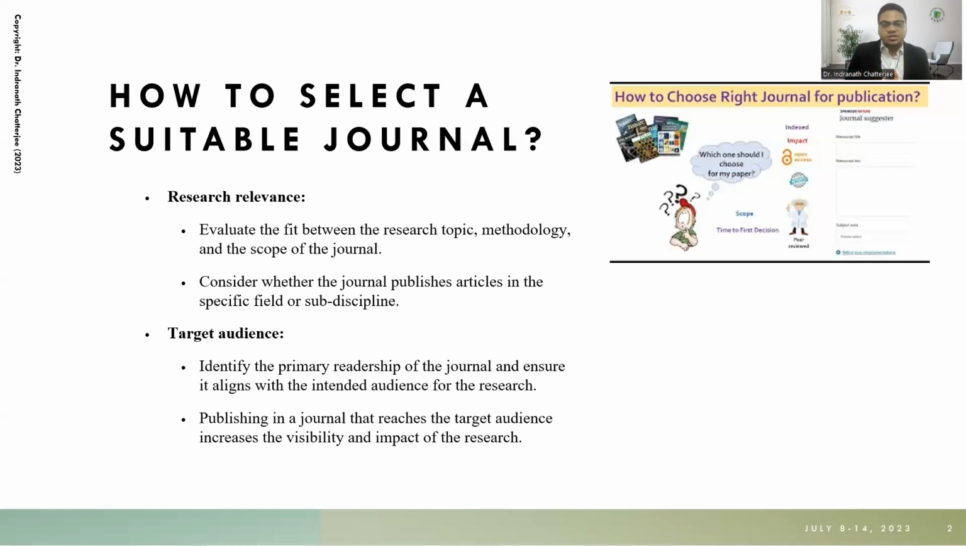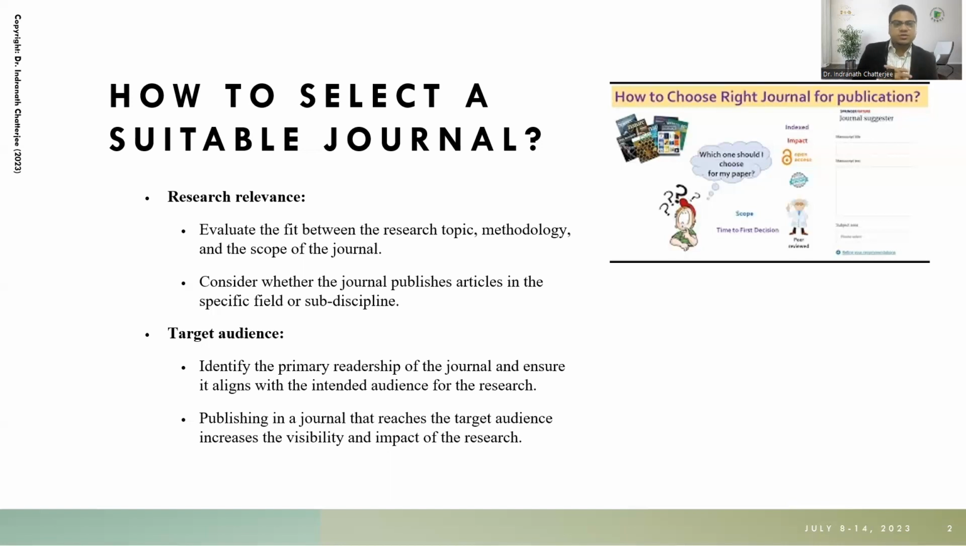So consider the journal that publishes articles in a specified field or subdiscipline. Whenever you are reading papers from a particular journal, try to understand why this journal has published that paper. Once you understand why this paper has been published in journal X, you can easily understand how they are related. So this relevance is very important.